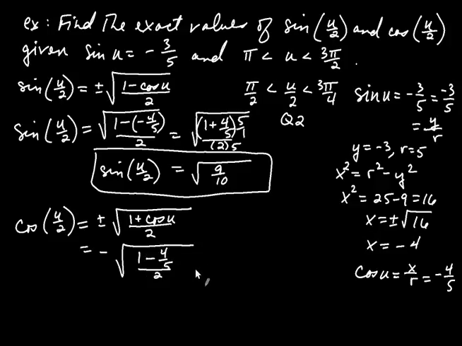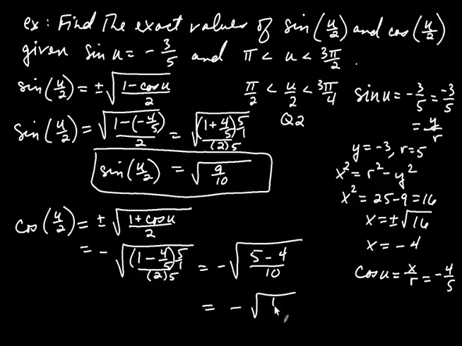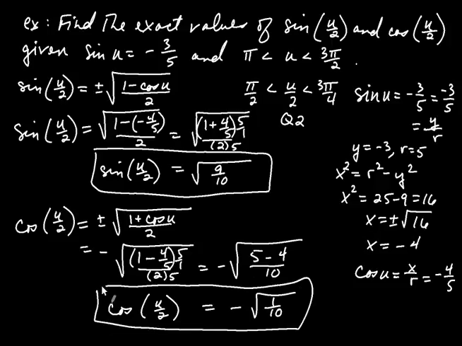So it's going to be negative square root of, let's multiply top and bottom by 5 again. So we're looking at 5 minus 4 over 10. So it's going to be negative square root of 1 over 10. And that's cosine of u over 2. All right, so this is the second part of the answer. Once again, kind of tricky. You have to find cosine of u, but then you also have to deal with the sign afterwards by making use of that relationship. Okay, let's try one more.